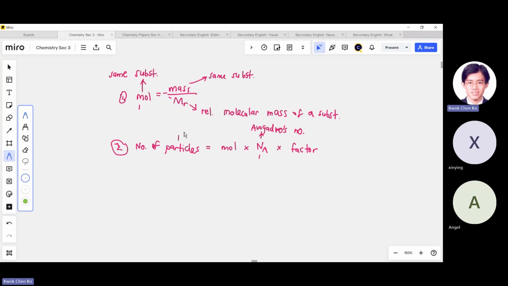Now, the tricky part is what these particles refer to. This is the difficult part. You've got to look at the question carefully. Is it atoms? Molecules? Sometimes ions? These are the common ones. Now, the factor is tricky as well. It depends on the question. I'll give you a couple of examples.